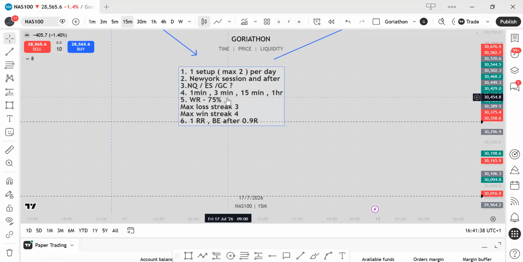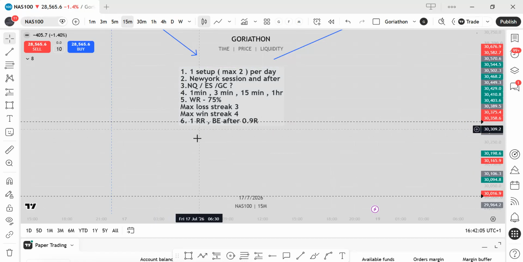Win rate is 75%. Now, for those who are frowning at me, saying, "Oh, it's only 75%." Come on, right? If you take 100 trades, you'll be winning 75 trades, and you'd only be losing 25 trades. Max loss streak of about 3 trades in a row. That's the maximum, out of the backtesting data which I've gathered. A win streak of about 4, and the RR is 1 to 1.